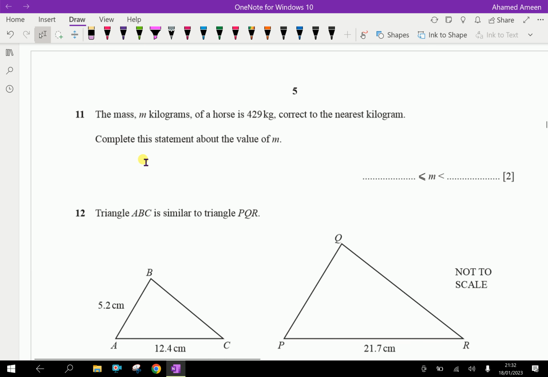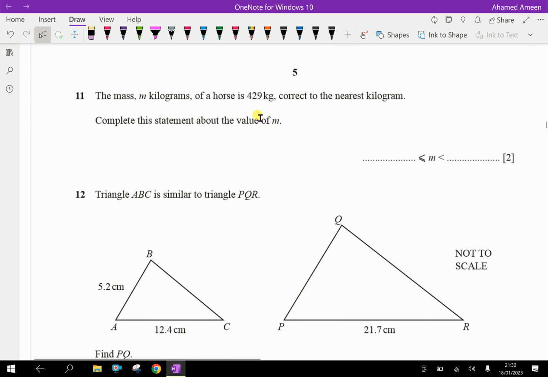Question number 11. The mass m kilograms of a horse is 429 kg, correct to the nearest kilogram. Here, 0.5 less is 428.5, 0.5 more is 429.5. So I can write the lesser value is 428.5, more is 429.5. Therefore, m is greater than or equal to 428.5 and less than 429.5.